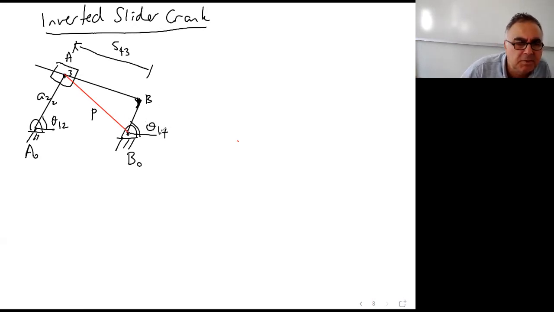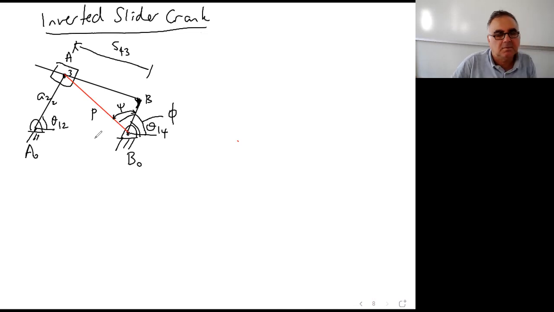The angle between the ground and the P, this angle, is called phi. And this angle between B0B and P, this angle is called psi.